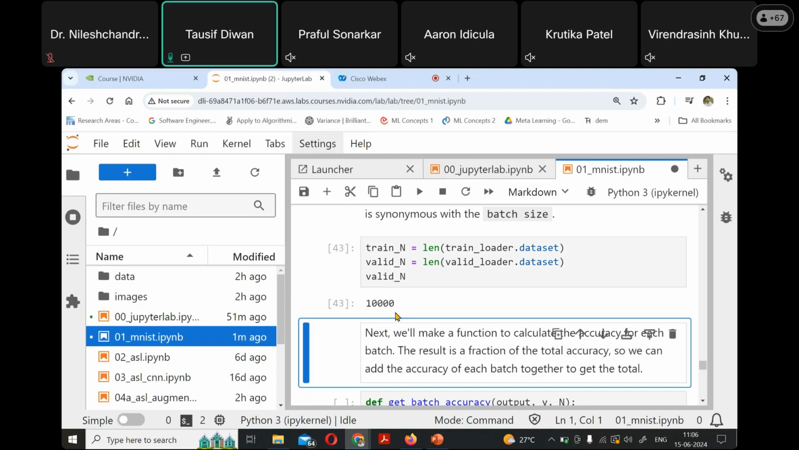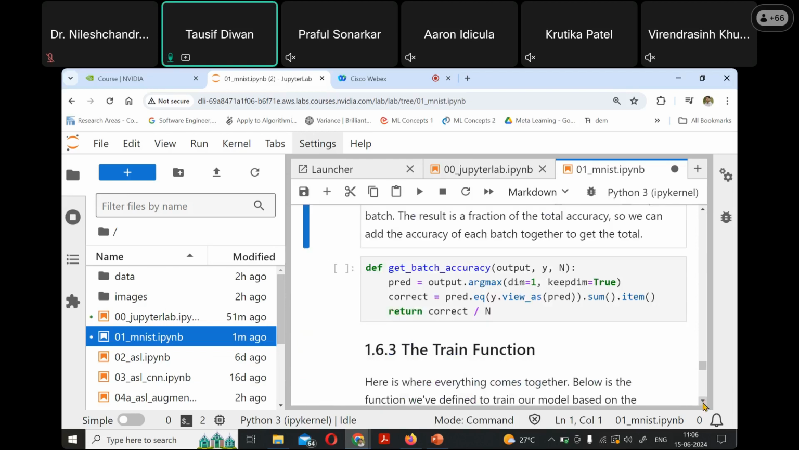So validation n is nothing but 10,000. Similarly, train n would be 60,000. This is the actual length of the training set, and these are the two variables that we are using, train n and validation n. Now everything is happening in terms of batches, a batch of size 32.